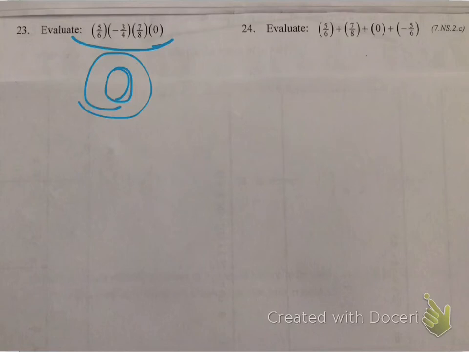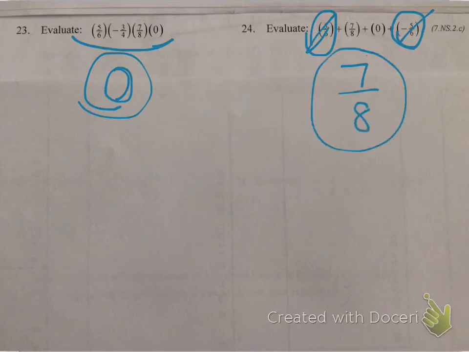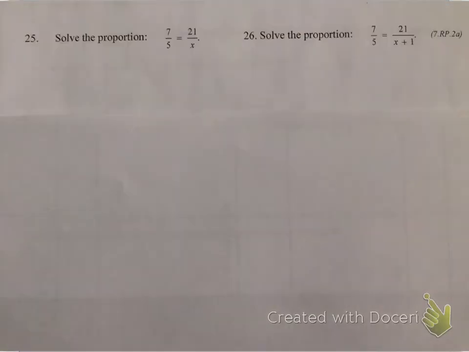Okay, same thing with 24. Look for another easier way to do that. Yes, we could add and subtract and find common denominators, but if you look real closely, we have a positive 5/6 and a negative 5/6. That would be the additive inverse property. That would be 0. Additive inverse, when you add the opposite, you get 0. And then 7/8 plus 0 would be 7/8. So those are pretty simple problems. They look like they're not going to be fun, but they were nice and easy.